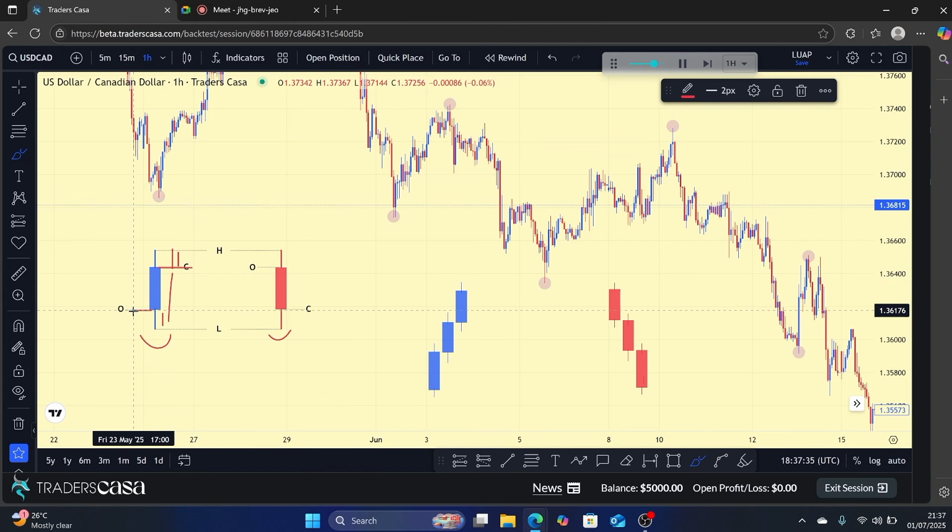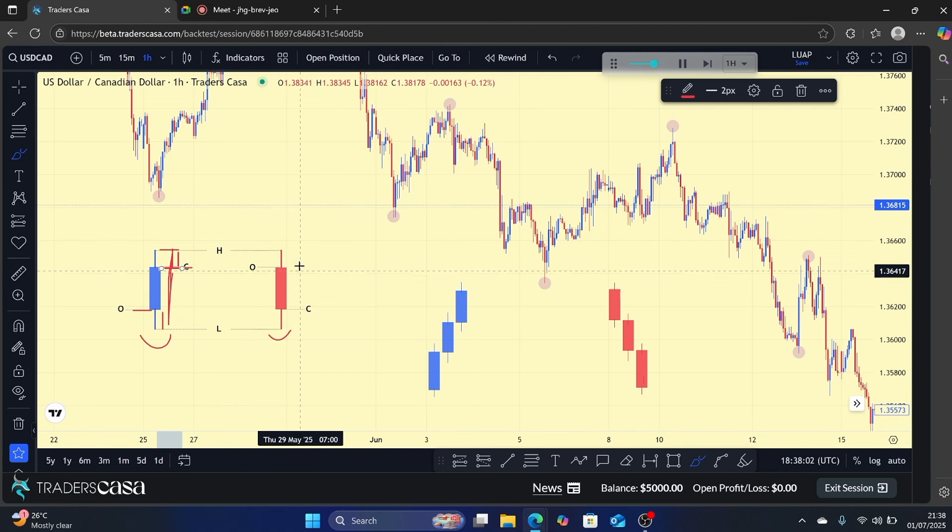So it opens here, at that price, it goes down to print that wick, and then goes all the way up to the highest price reached by that candle, and then reverses back to where it is closing. So open, then the low, then the high, then the close.